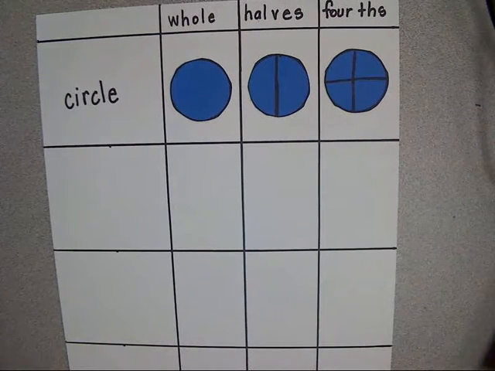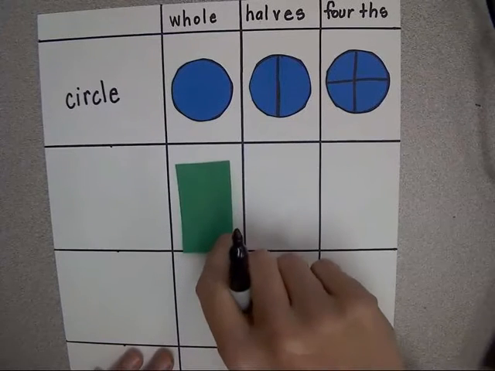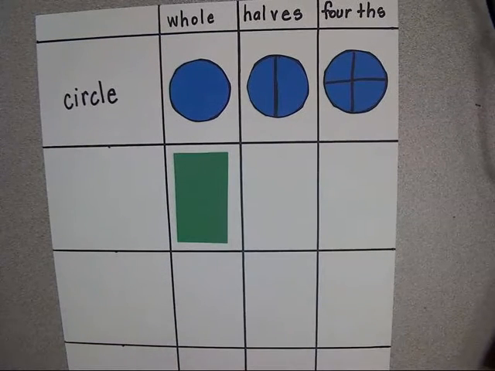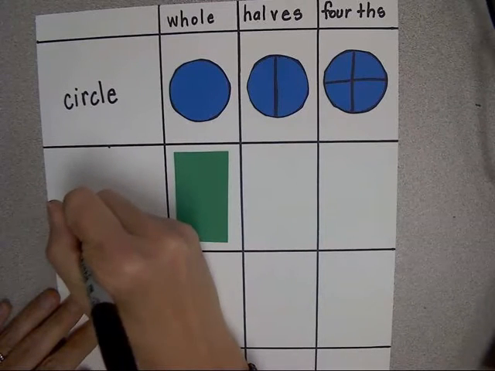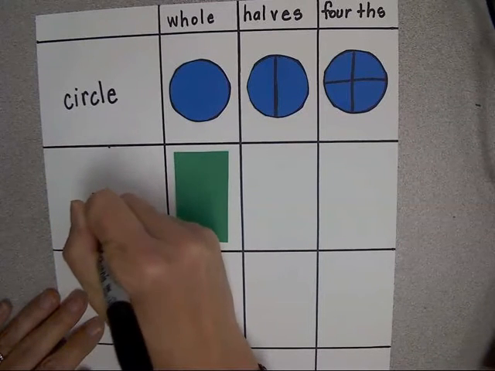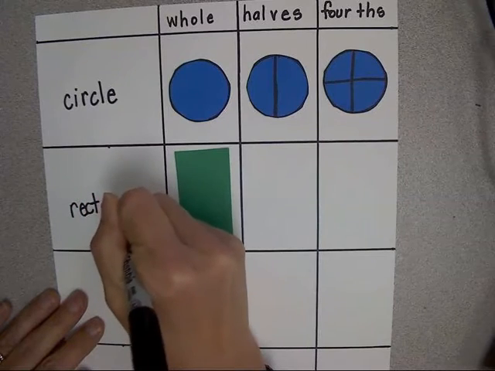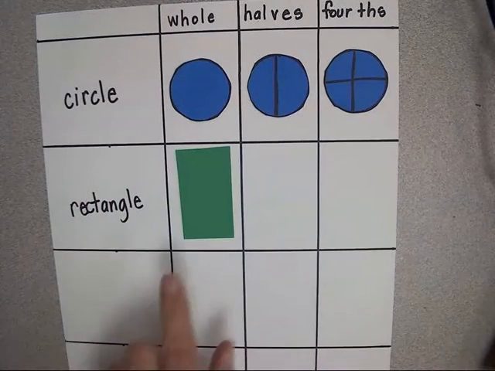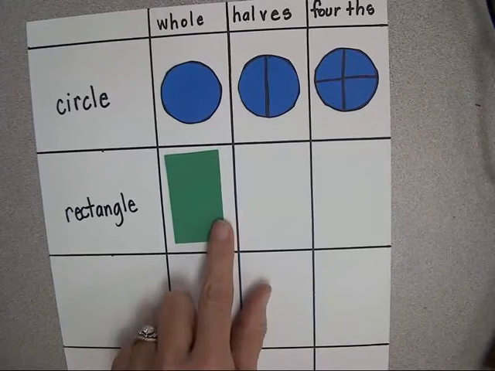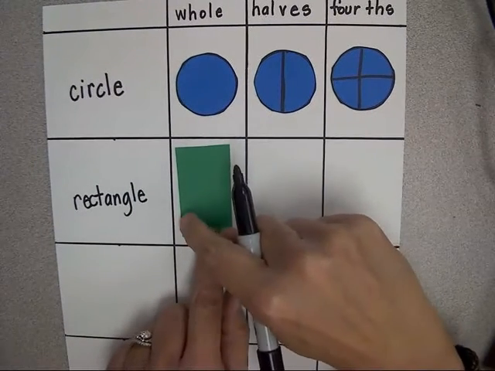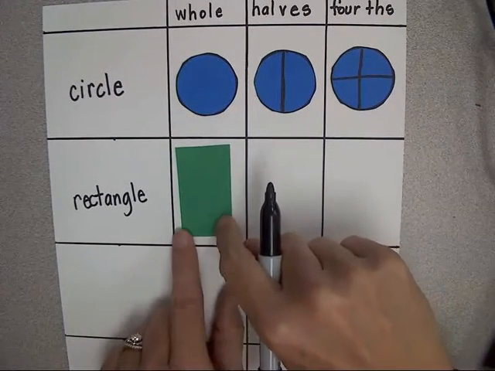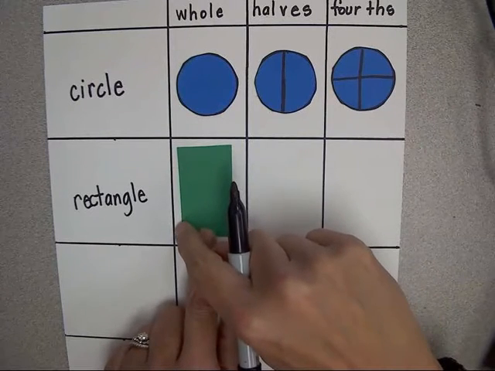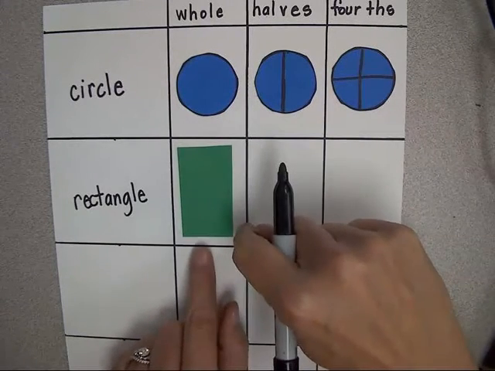Now let's look at another shape. Our next shape. What shape is that? That's right, it is a rectangle. This is a whole rectangle. We know it's a rectangle because it has 4 sides and 4 vertices.